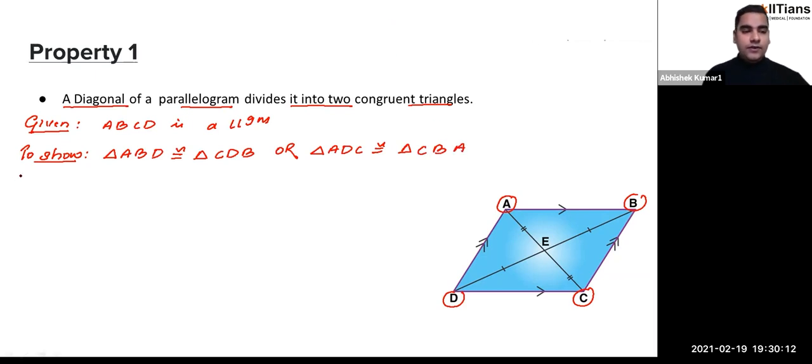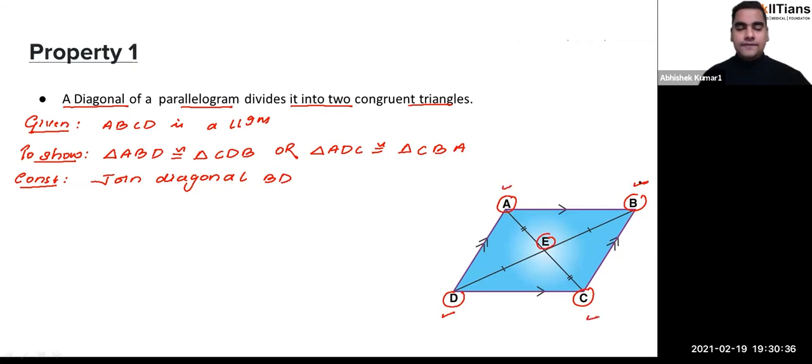We are going to do one construction here. The construction is that we are going to join a diagonal. You can join any one of the diagonals, guys. Here I am joining diagonal BD. So we have joined vertex B and vertex D. When we joined it, we got this diagonal BD, and E is the point of intersection of diagonals AC and BD respectively. So let's see how we can prove it. I'm going to consider the two triangles which are formed as a result of joining diagonal BD.